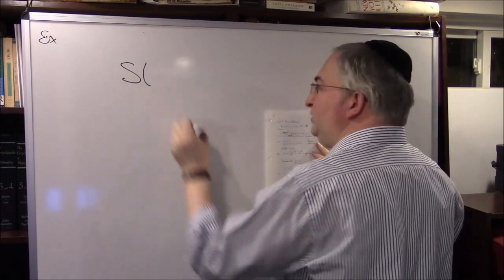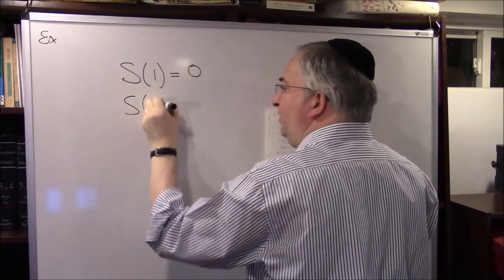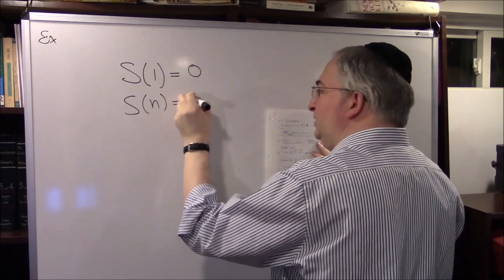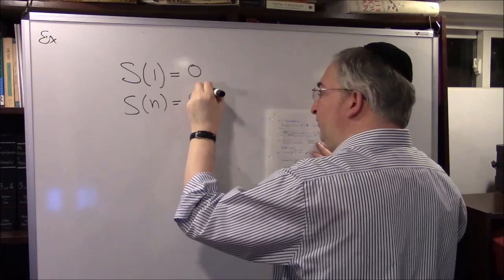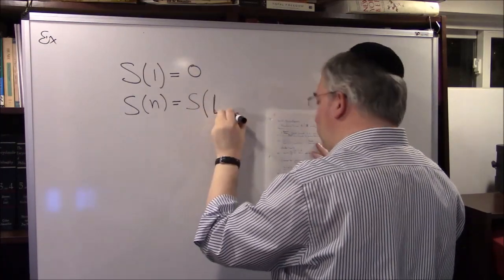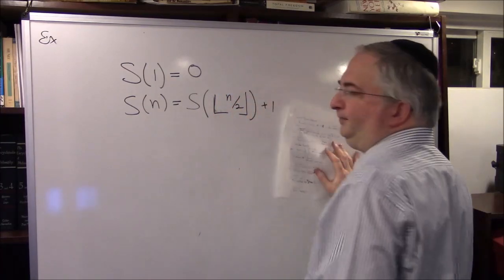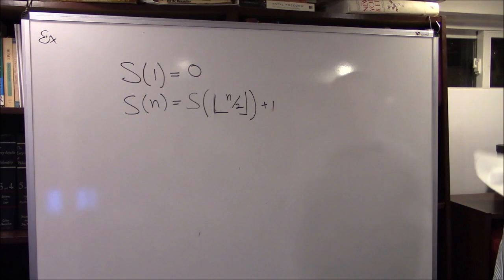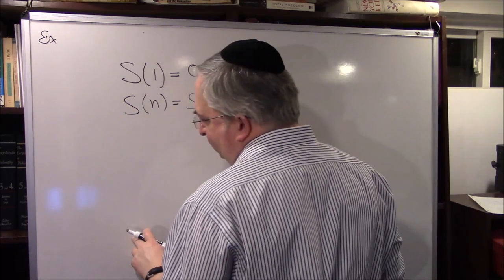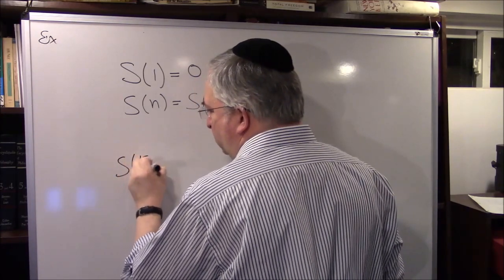Here's a recursive definition. S of 1 is equal to 0. S of n, instead of giving it by n plus 1, I'm going to give it by n, is equal to S of the floor of n over 2, plus 1. Okay? Let's plug in a few numbers and then we'll see what's going on. Let's say I did 15.